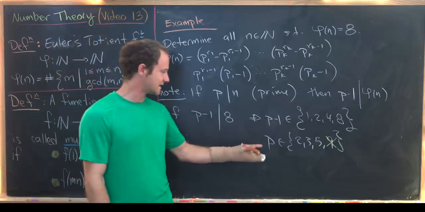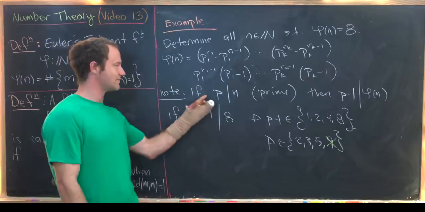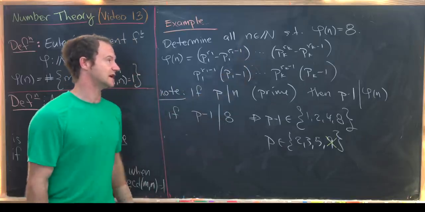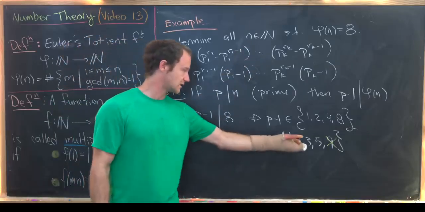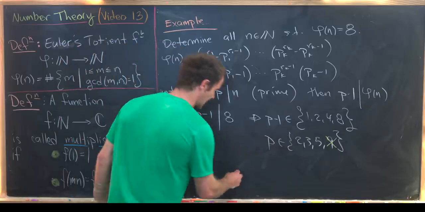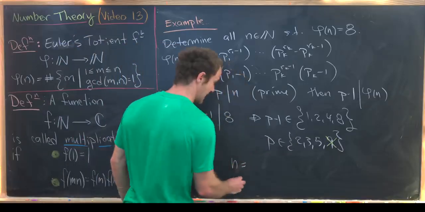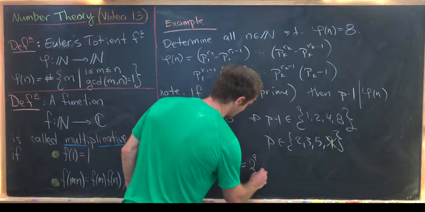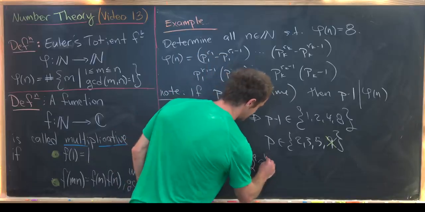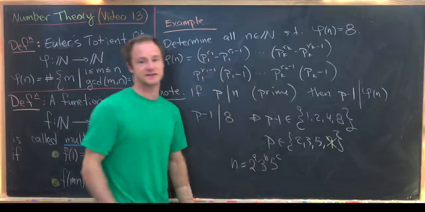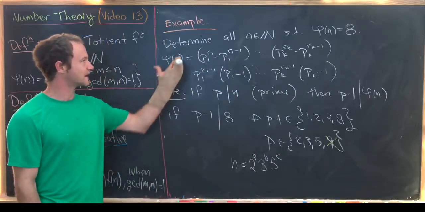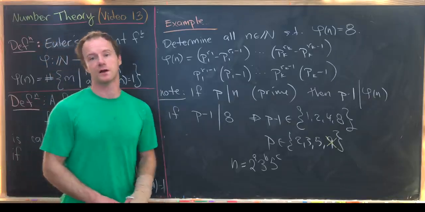Okay, so what does that tell us? That tells us that the prime factorization of n that will achieve phi of n equals 8 only includes the numbers 2, 3, and 5. In other words, our number n looks like 2 to the a times 3 to the b times 5 to the c. Now that we've figured that out, let's bring that data to the top and then we'll move on.